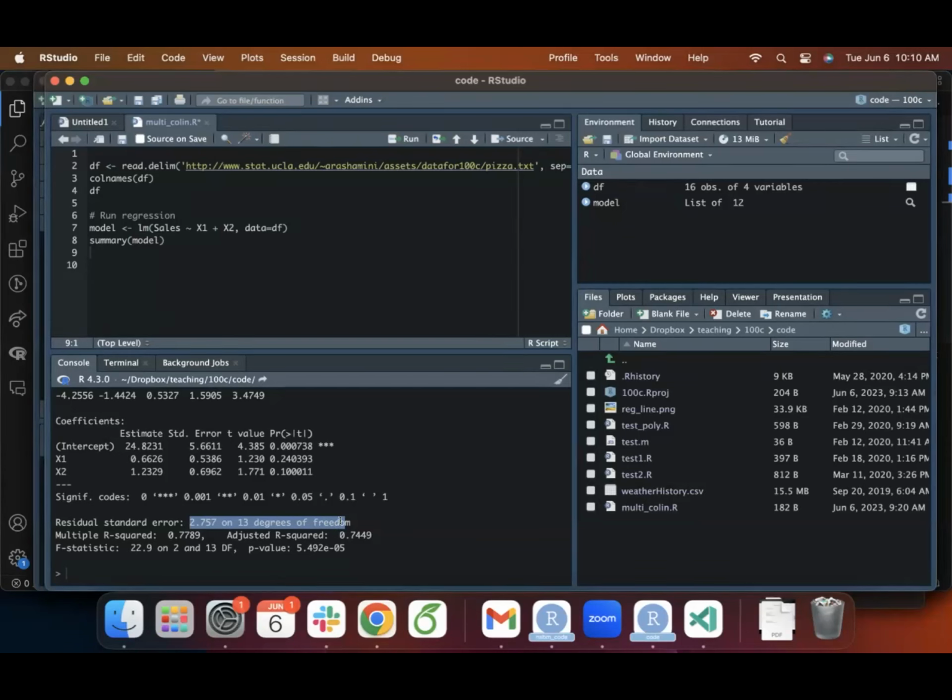Degrees of freedom, multiple R squared, which is just what we call R squared. It's called multiple R squared, and that's 0.77. It's pretty high, so the model is a good fit. Adjusted R squared I'm going to discuss later. This is a slightly better version, which is good for model selection. And the F statistic: now you have 22.9 on 2 and 13 degrees of freedom, p-value about 5 times 10 to the negative 5. So this is really small.